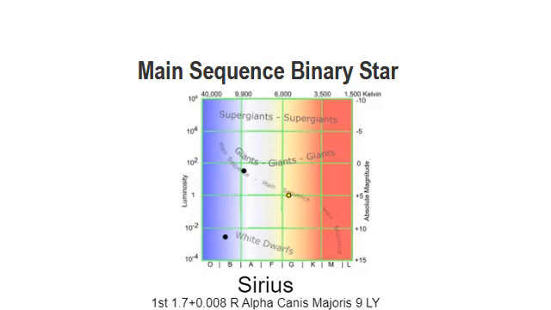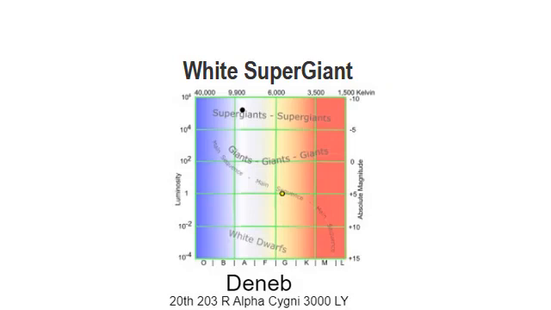Sirius's main sequence star has 1.7 times the Sun's radius. Alpha Canis Majoris is the scientific name for Sirius, which is 9 light years away from us. Deneb is the 20th brightest star in the sky. It's classified as a white supergiant with a radius that is 203 times that of our Sun. Alpha Cygni is 3,000 light years away, which is the furthest distance of any of the 100 brightest stars.